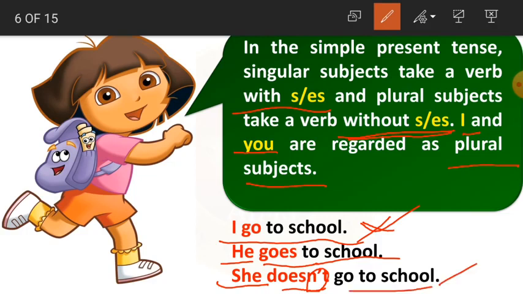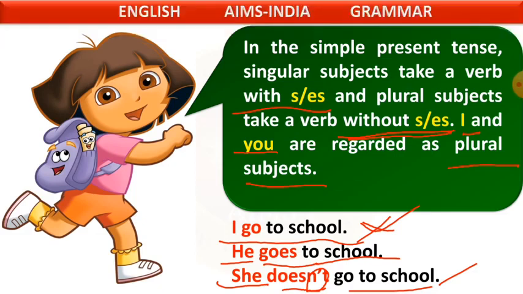So, singular subject: when the sentence is in present tense, if the subject is singular, then the verb must have s or es, and if the subject is plural, then the verb must not have s or es. And another important thing, I and you are regarded as plural subjects. Understood, children? Clear with this?